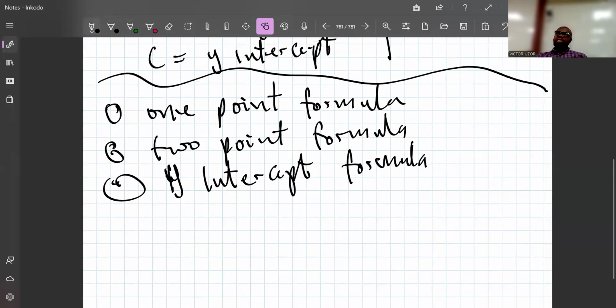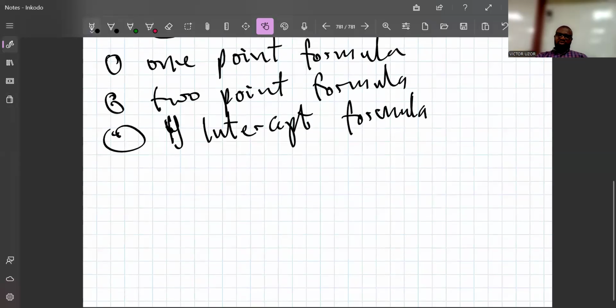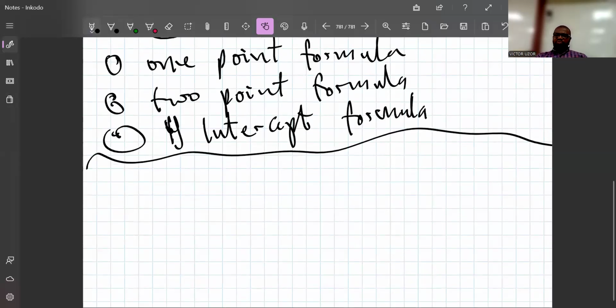The one point formula is when you are given a gradient and one point. The two point formula is when you are given two points without gradient. And the y-intercept formula is when you are given a gradient and a point, you just find your y-intercept and put it back in the formula. So let's look at it one after the other. I'm going to give you the formula for the three of them.